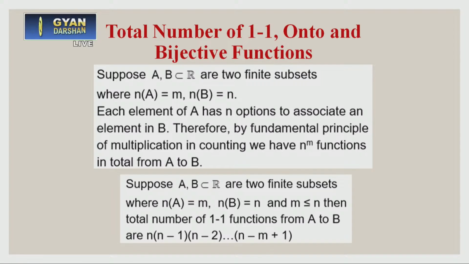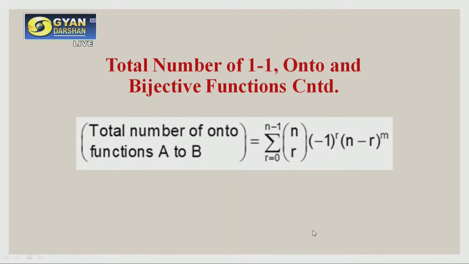Then we can find out the total number of 1-1 functions, onto functions, and both. If set A has m elements and set B has n elements, then the total number of functions from A to B will be n to the power m, and the total number of 1-1 functions will be n(n-1)(n-2) and so on, up to (n-m+1). And this is the formula for the total number of onto functions.